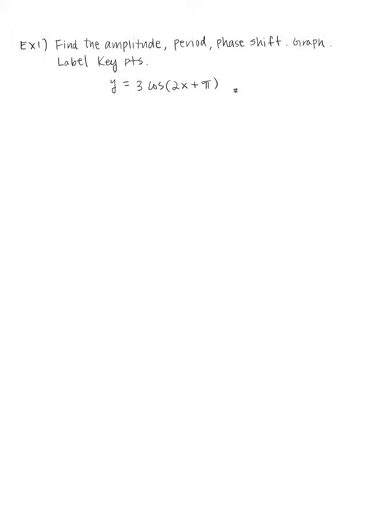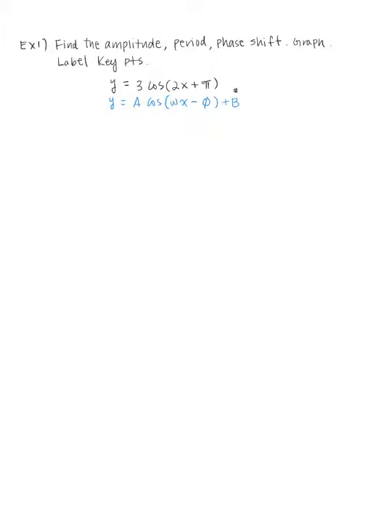Okay, let's do an example. Find the amplitude, period, phase shift, and graph, labeling key points, of y equals 3 cosine of 2x plus pi. So let me first jot down that this is of the form y equals a cosine of omega x minus phi plus b, so that way we can determine what a, omega, phi, and b are.